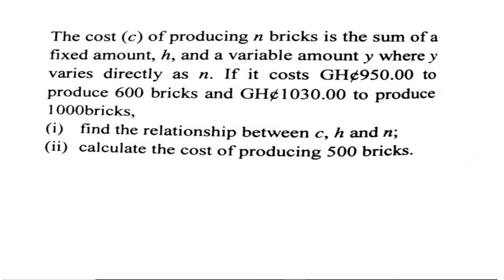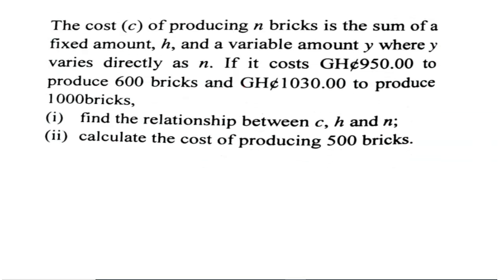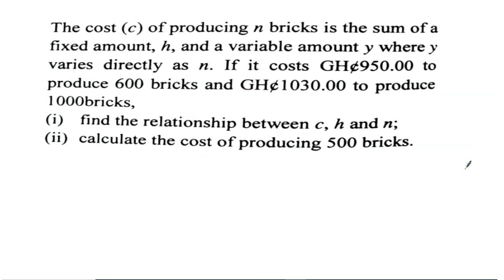So let's look at how to go about this particular question. So first of all, you need to write down your variation equation. The variables have been defined for you. So the cost is equal to the sum of a fixed amount, so h, plus a variable amount y. So you write this one first.